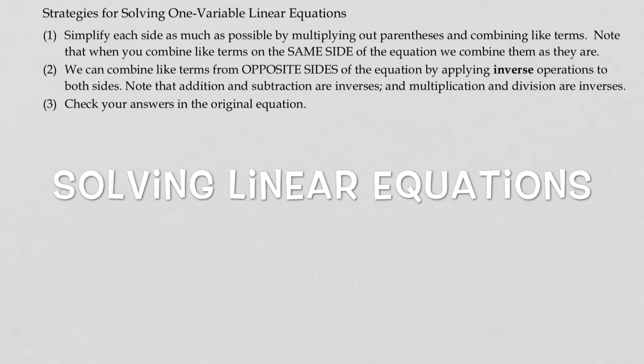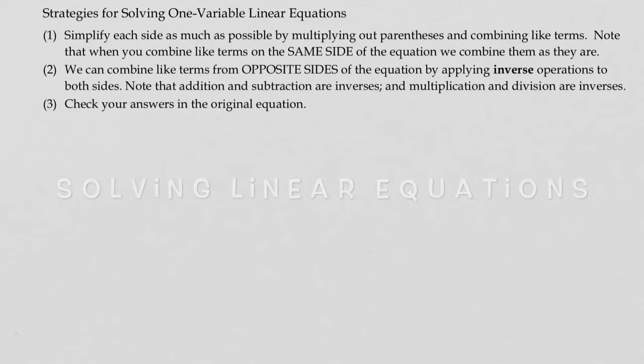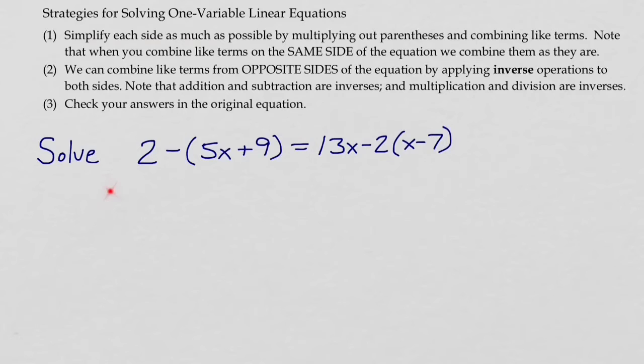Let's take a look at the process of solving a linear equation. I want to solve the equation 2 minus (5x plus 9) equals 13x minus 2 times (x minus 7). We're going to start by simplifying each side as much as possible. To do this, we're going to multiply out the parentheses and then combine like terms.